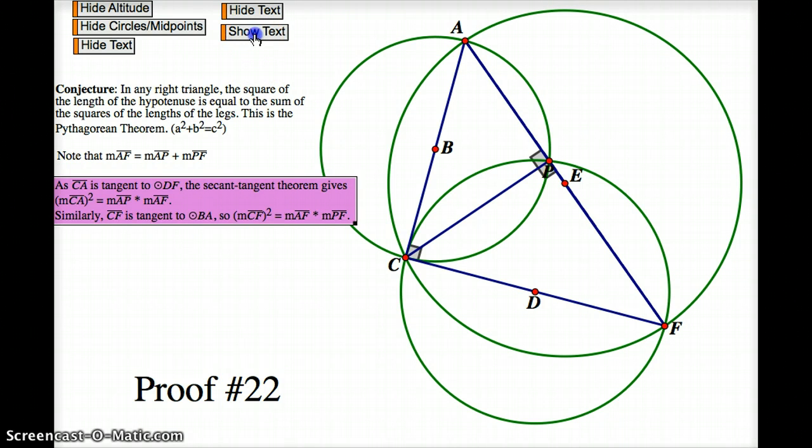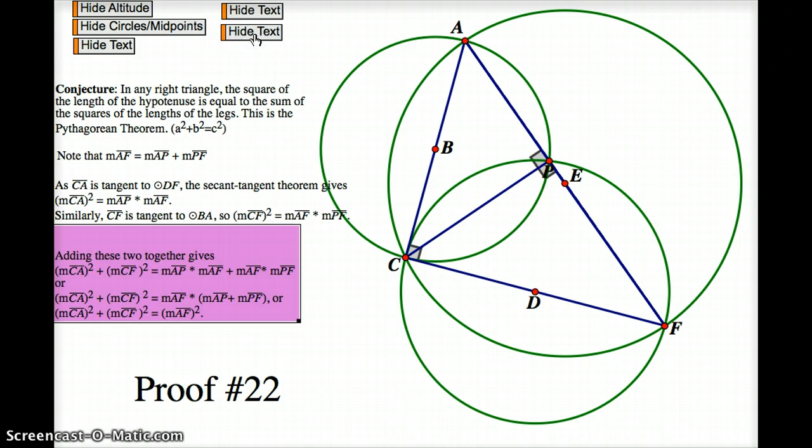Also, CF is tangent to the big circle, so the measure of CF squared is equal to the measure of AF times the measure of PF. We can add these two equations together, and that gives us CA squared plus CF squared is equal to AP times AF plus AF times PF.